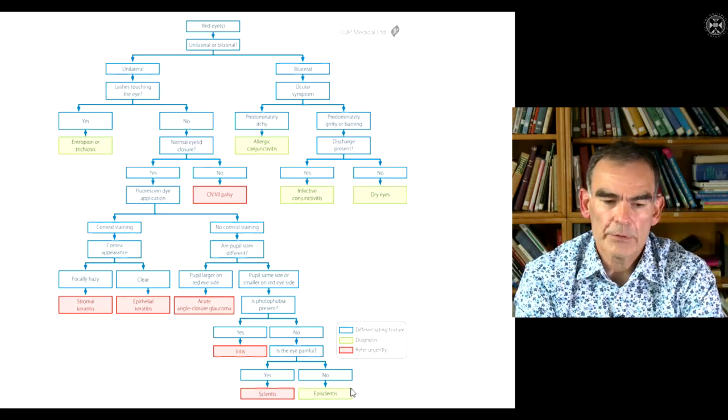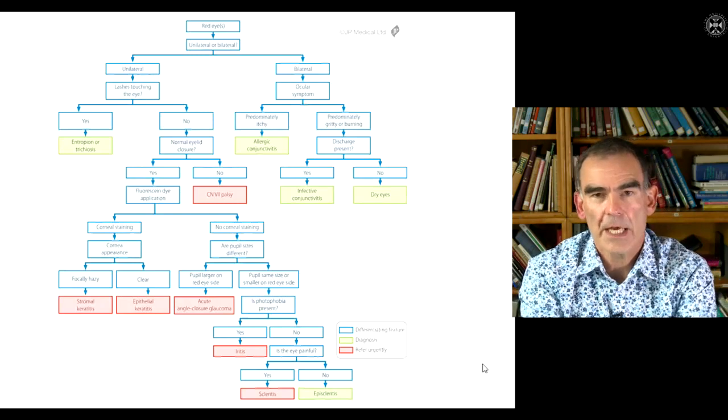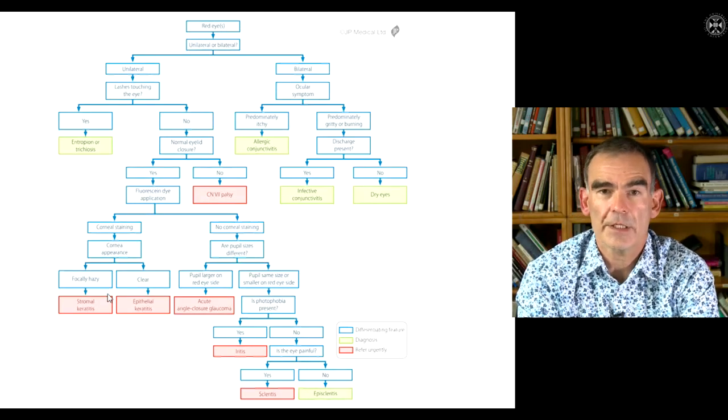Again, you'll already notice, for instance, that if we come back just to this diagnosis of stromal keratitis, if you've got a little white dot in the cornea, we're saying it's stromal keratitis, and you would refer them in.